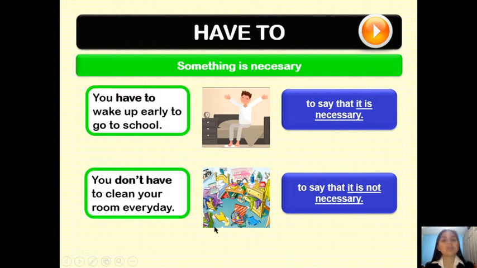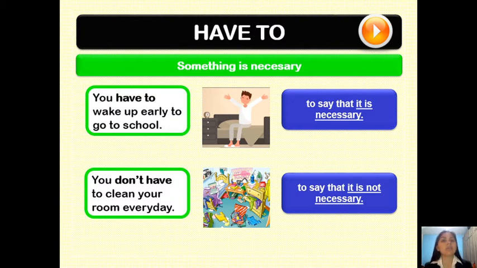Let's continue with the next one. There you will find a room that is a mess. Oh my god, okay, that is a mess. Let's see the example. You don't have to clean your room every day. Okay, you don't have to clean your room every day. To say that it is not necessary, in this case we are talking about a sentence in negative form. Okay, so you can do it or not. It depends on you. Okay, this is have to.